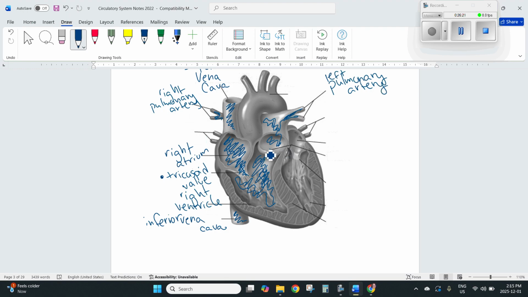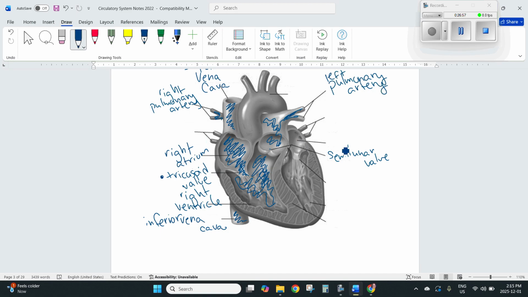This valve is called the semilunar valve. Now, this semilunar valve is located as blood is leaving the heart. So the ventricles are actually pumping blood out of the heart, whereas the atriums are receiving the blood. So another way to know the difference between an atrium and a ventricle is by what's happening with regards to the blood. The atriums receive the blood, ventricles pump the blood out of the heart.